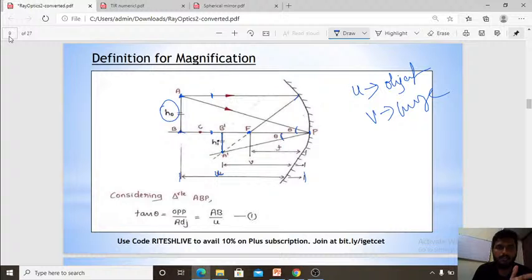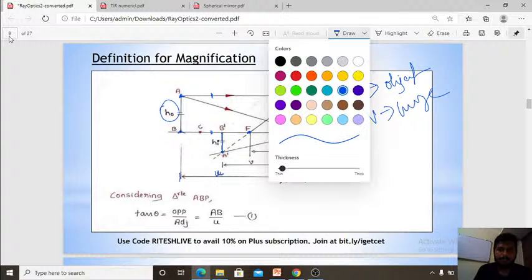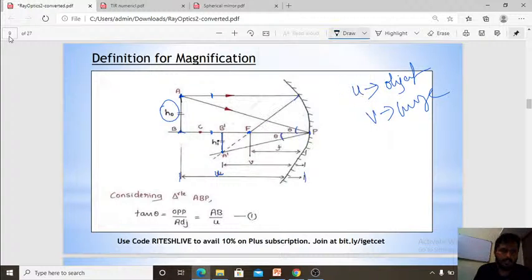So this is the figure. Let me go for the derivation and give the relationship for the magnification. I will consider the first triangle, that is ABP, the right angle triangle number 1. See, in this triangle ABP.